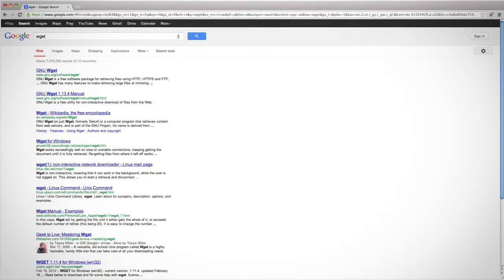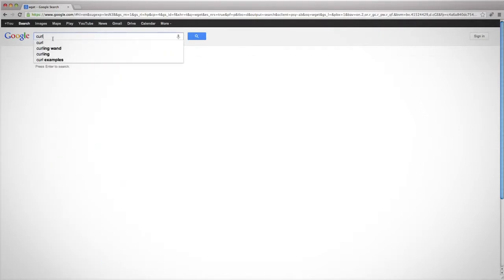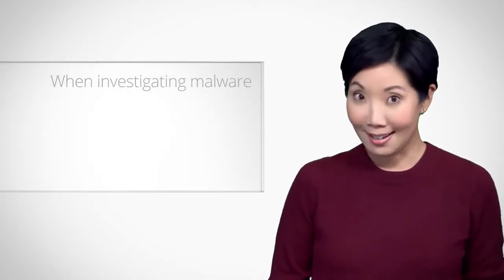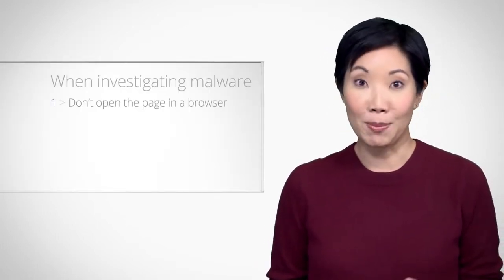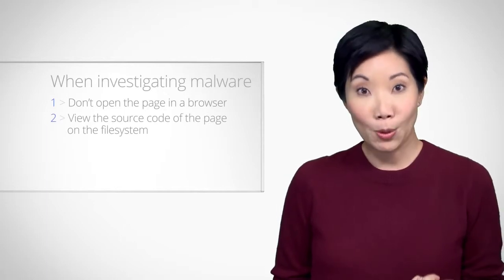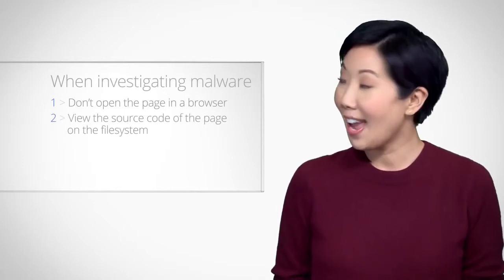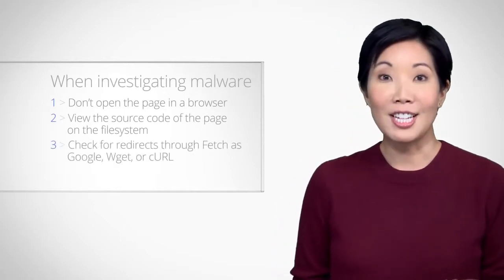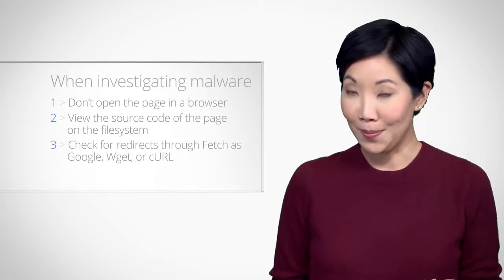Searching for wget and curl should return resources further explaining their usage. To recap what you've covered, when investigating malware on our site: 1. Don't open the page in a browser. 2. View the source code of the page on the file system. And 3. Look for redirects and check source code through wget or curl.